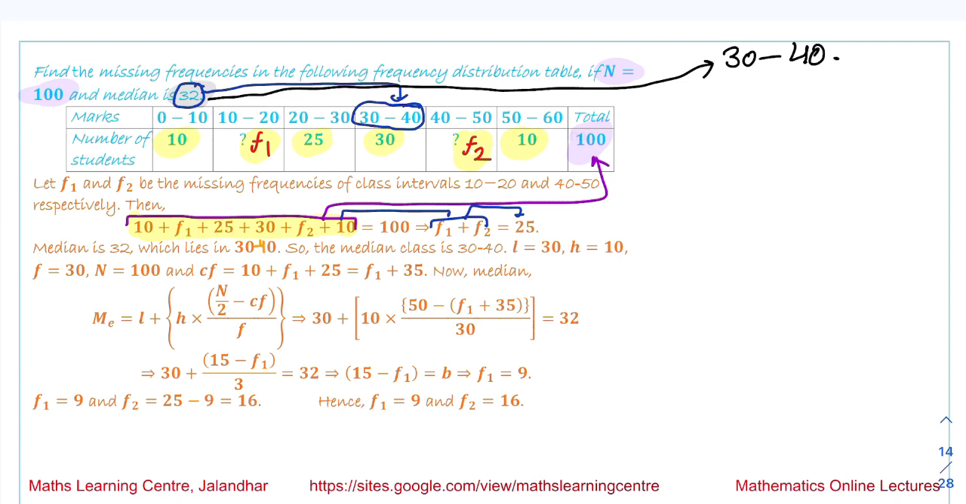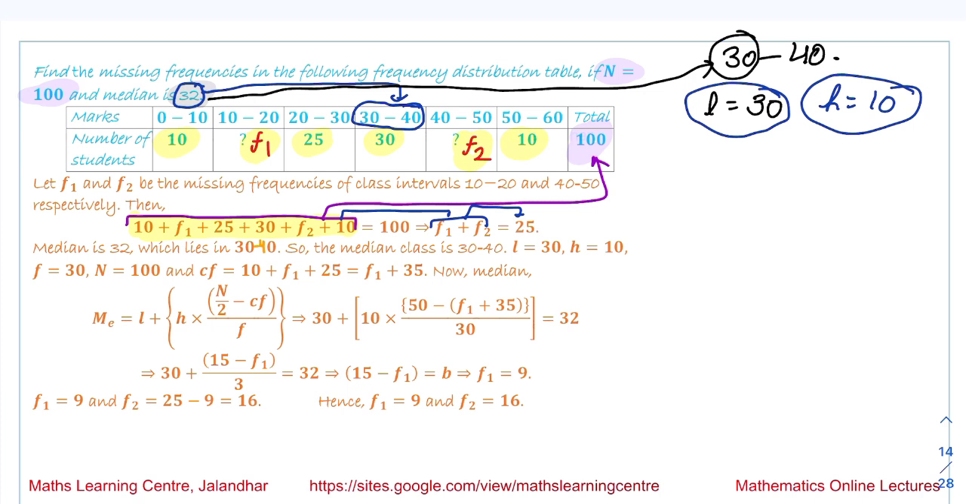So the value of L is equal to 30. The value of H is equal to 10. Next we require the value of N by 2, which is equal to 50. Next we require the value of CF, that is the cumulative frequency of the class preceding the median class. We want the cumulative frequency up to this.